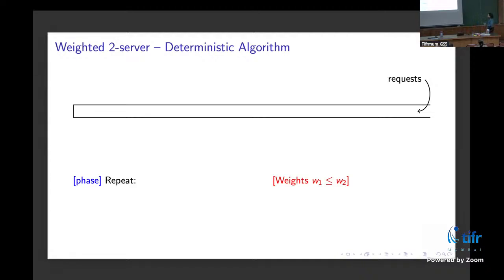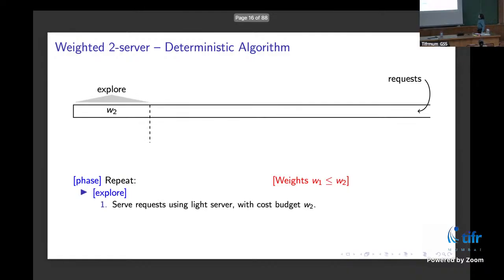So how do we define a phase? In our algorithm we are going to repeat a loop, and every iteration of that loop will correspond to a phase. So what do we do? Inspired from the umbrella rental problem, we just pretend initially that we don't have the heavy server at all. We just serve all the requests using the light server, until what? Until we pay the total cost of W2, which is the weight of the heavy server.